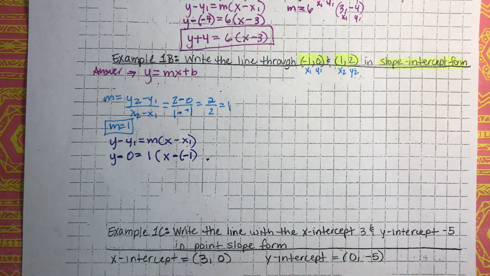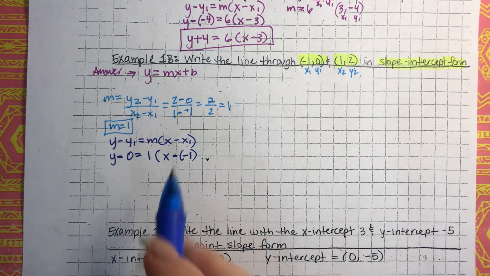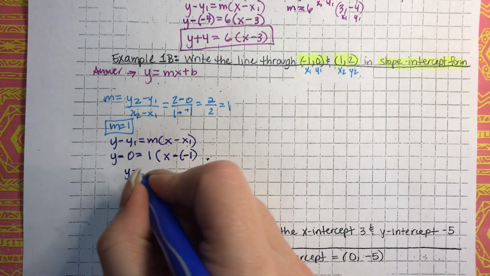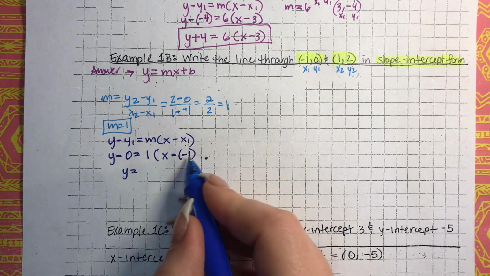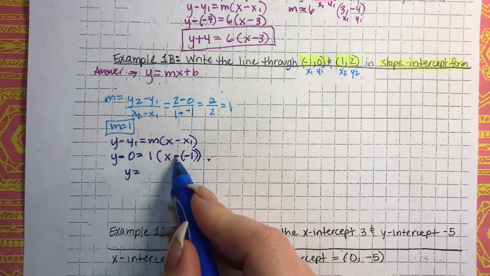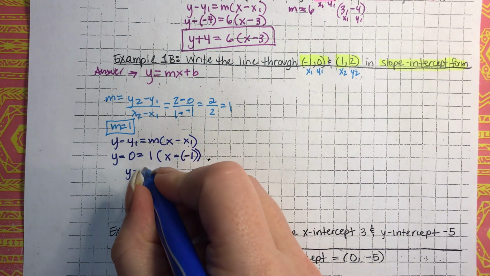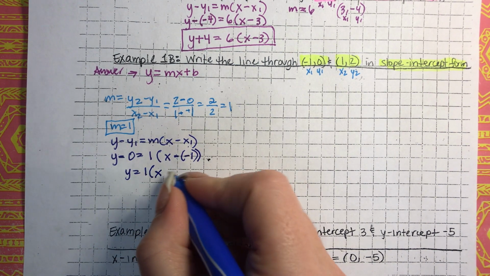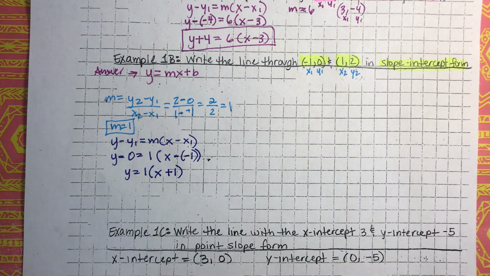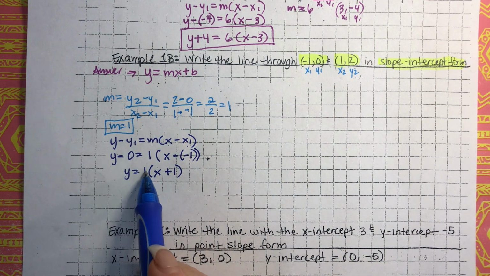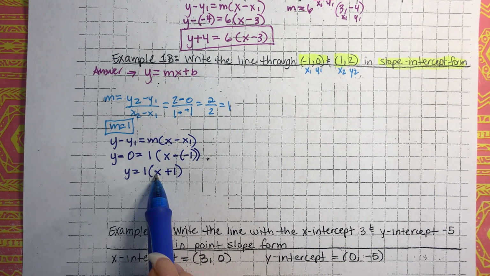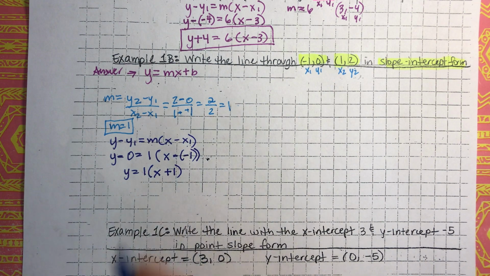Okay, now I just need to simplify and get y by itself. So y minus 0 is just y, so that's kind of nice. There should be a double parenthesis, those 2 negatives are going to be positive, so it's 1 times x plus 1. Okay, and then I would distribute this 1, but 1 times x is just x, and 1 times 1 is just 1.